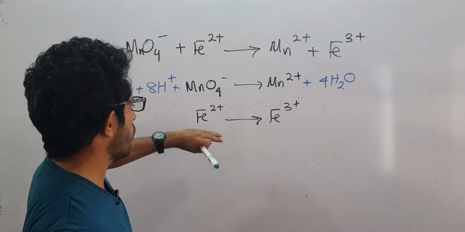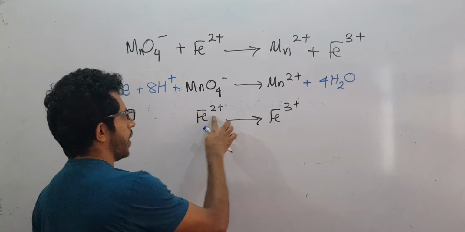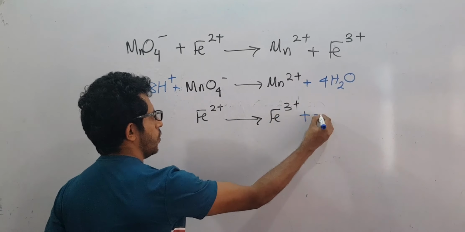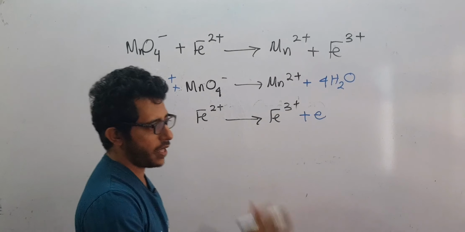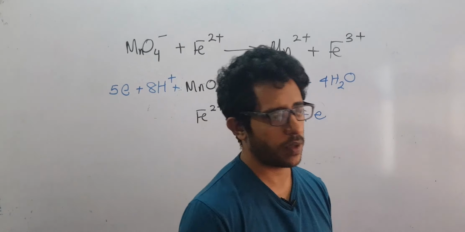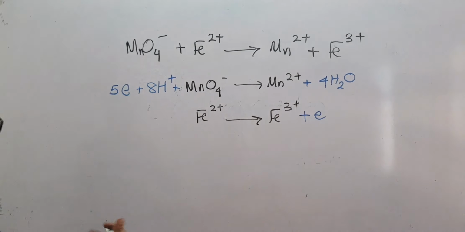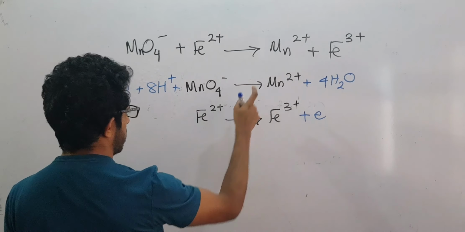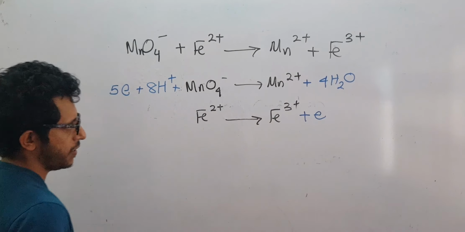In the bottom part you have to balance just the charge. Plus 2 here and plus 3 here, to make them equal you have to put 1 electron. There is no oxygen or hydrogen to balance. This one is the reduction half reaction, and this one is the oxidation half reaction.